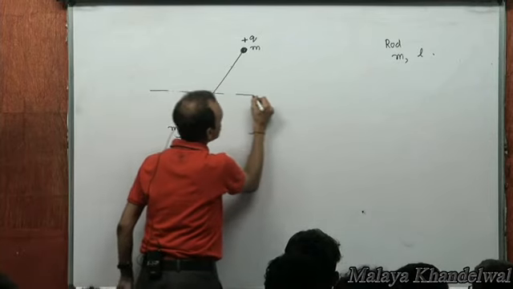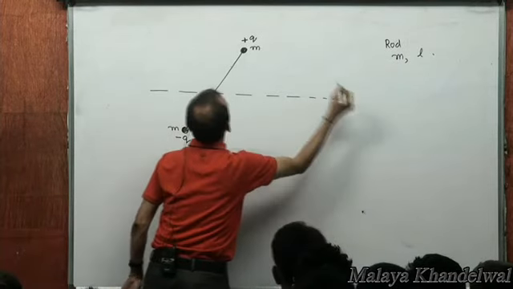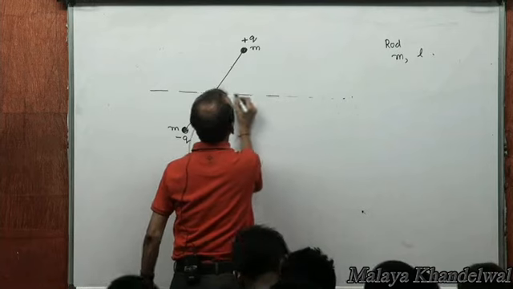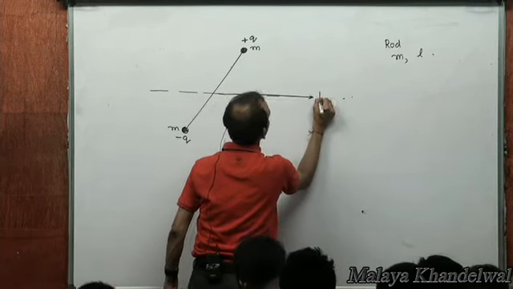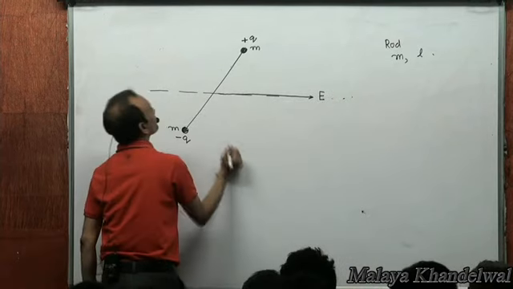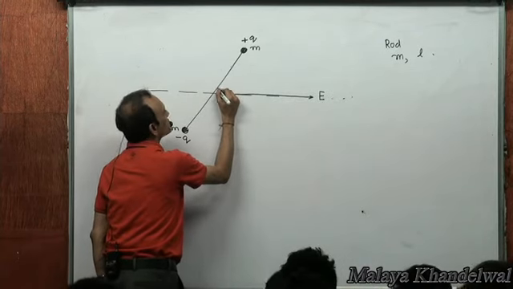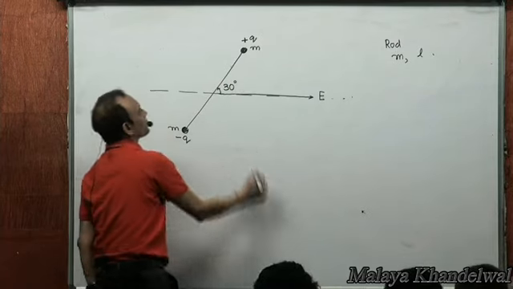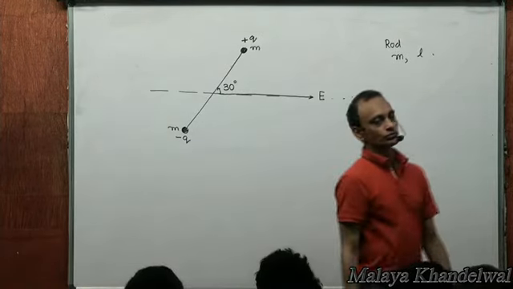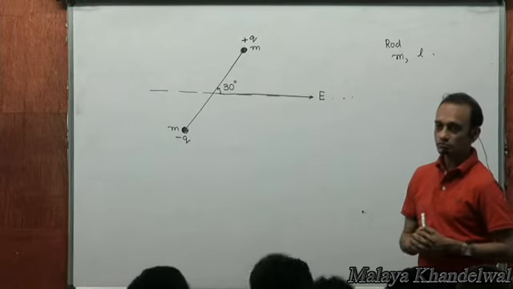And the whole thing is placed in an electric field E that makes an angle 30 degrees with the rod as shown.